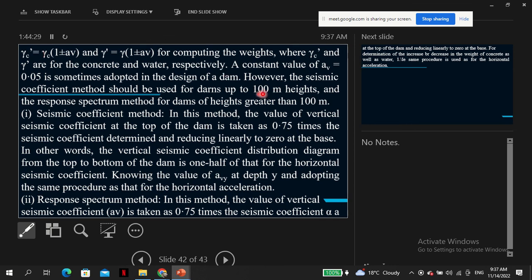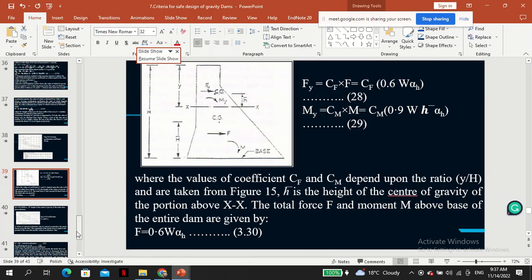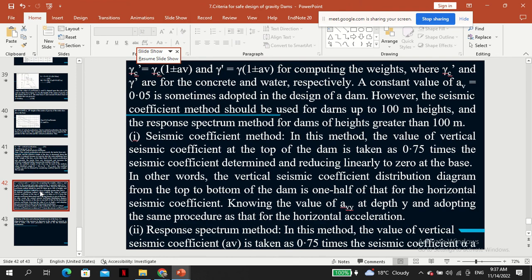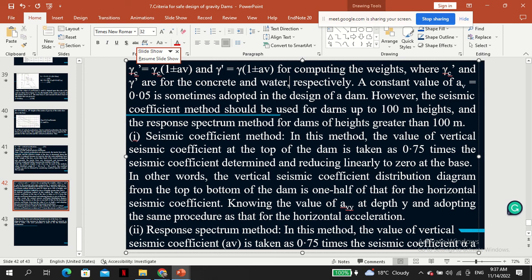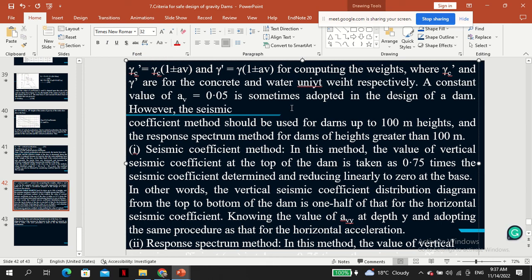For computing the weight, gamma c and gamma are the concrete and water unit weight respectively. I think something is missing there. A constant value is sometimes adopted in the design of dams.